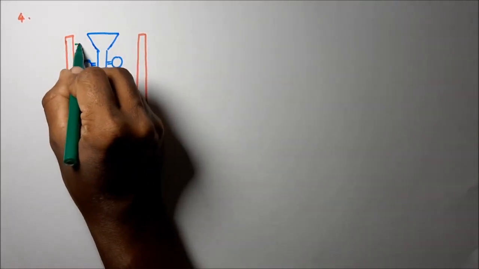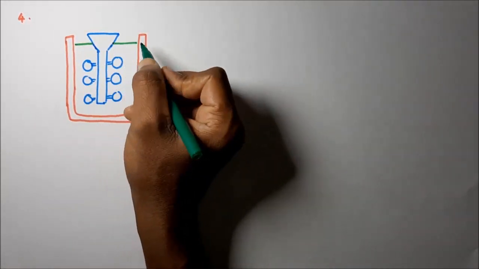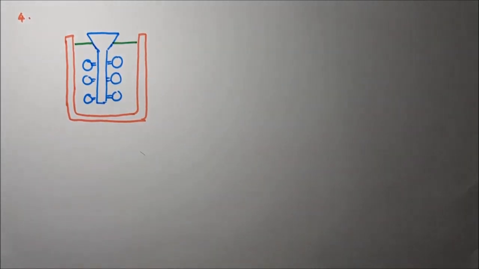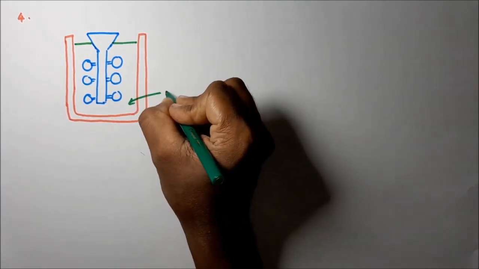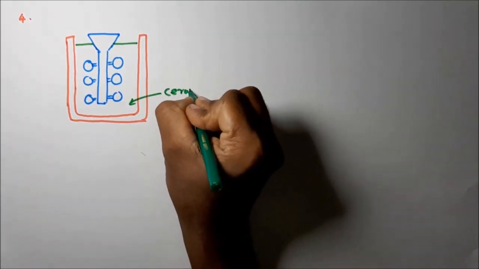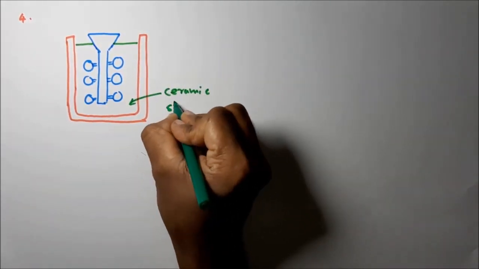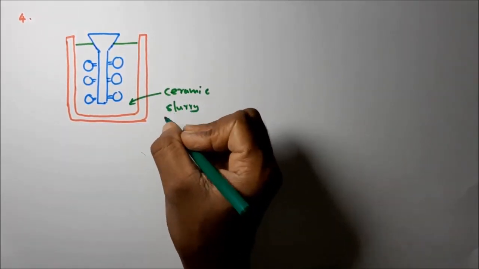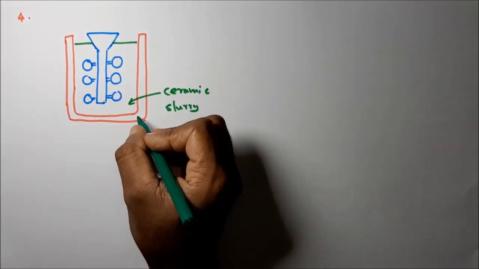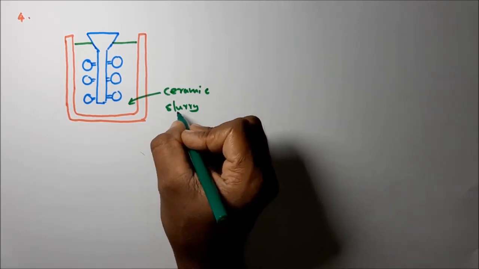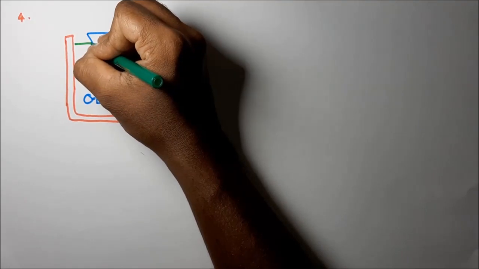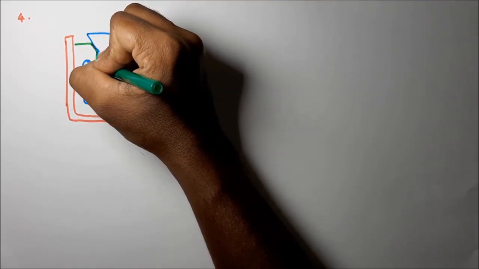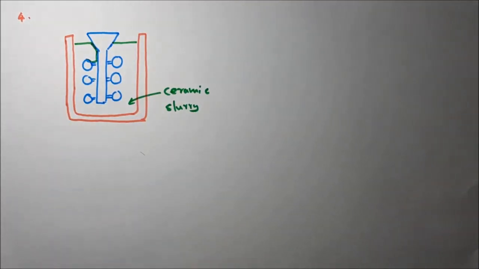Then what happens in this process? When it is immersed in this ceramic slurry, basically a zircon based ceramic slurry is used. So it forms a certain layer. Then this is step 4.